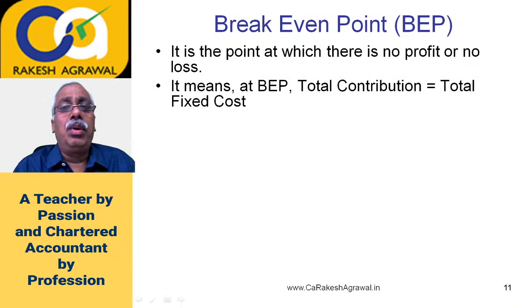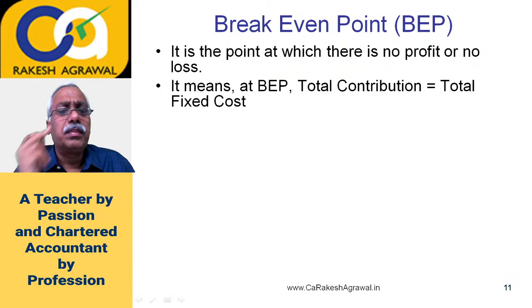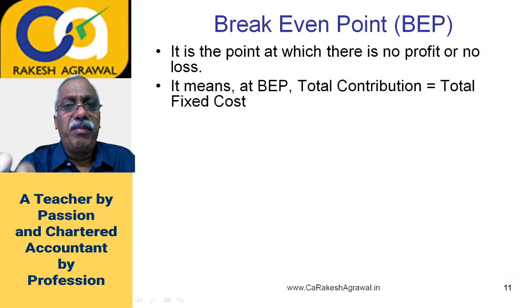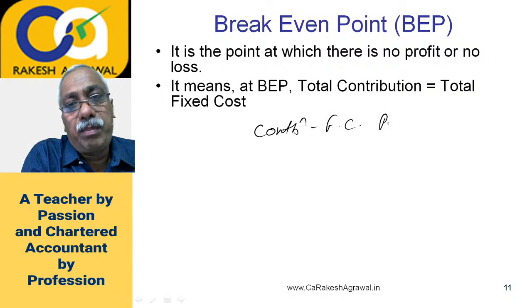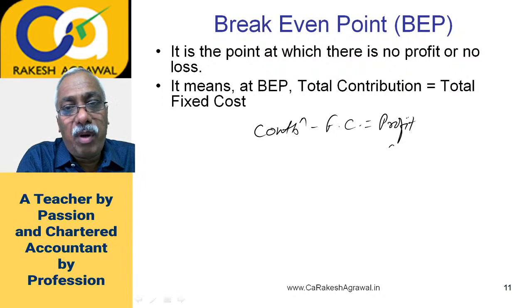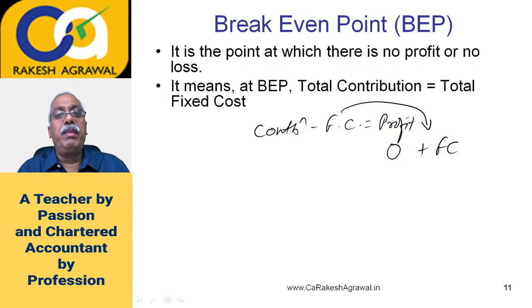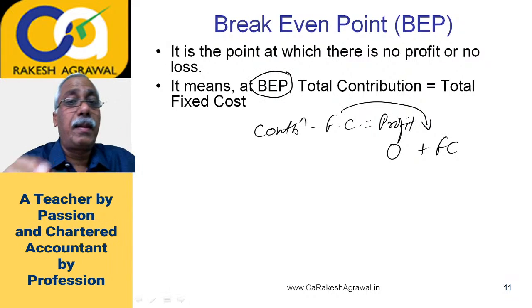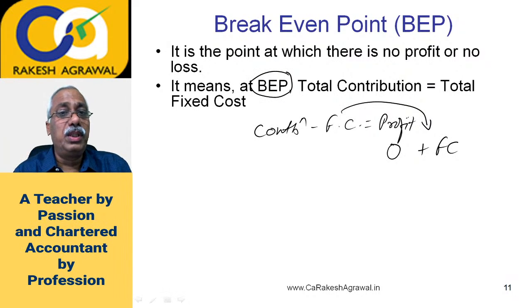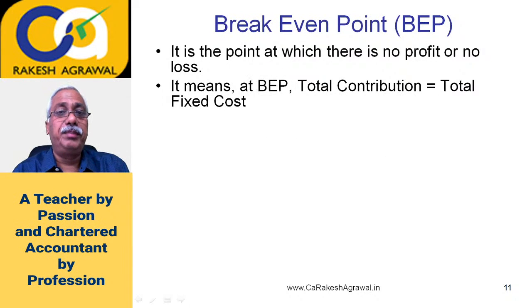It means at BEP, total contribution is equal to total fixed cost. Now you will say, how come? See, profit or loss is 0. We have just now seen the formula: contribution minus fixed cost is profit or loss. Now if this profit is 0 and you shift fixed cost across, 0 plus fixed cost means fixed cost. So it becomes contribution is equal to fixed cost. So total contribution becomes equal to total fixed cost only at BEP, my dear friends. This equation holds true only at the break-even point.